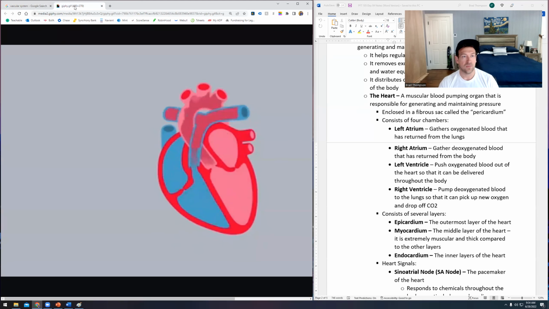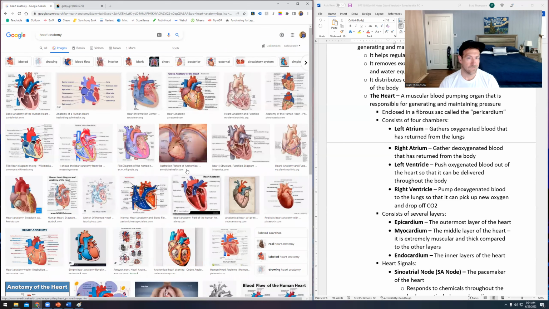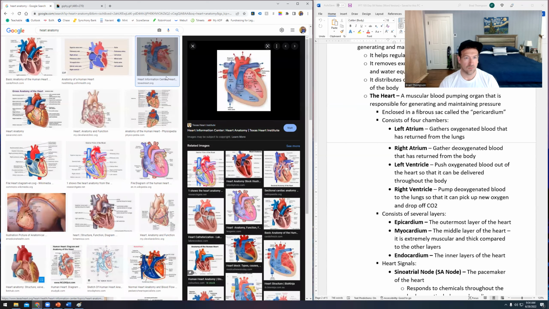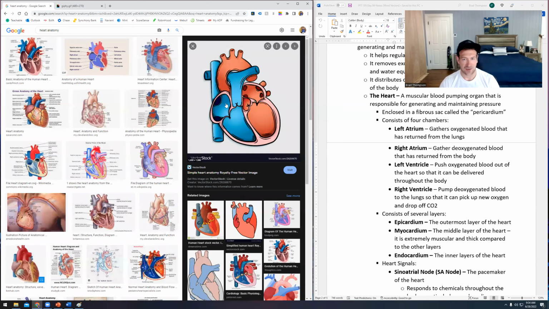Now, I will say, let's take a look at one more picture of the heart here. Here's another easy way to remember the left ventricle. Trying to find a very clear version of this. I guess that works. Okay, take a look at this picture here.